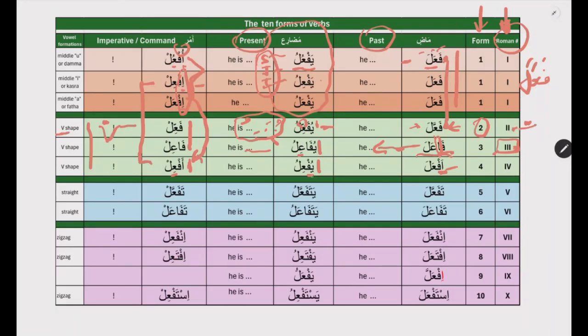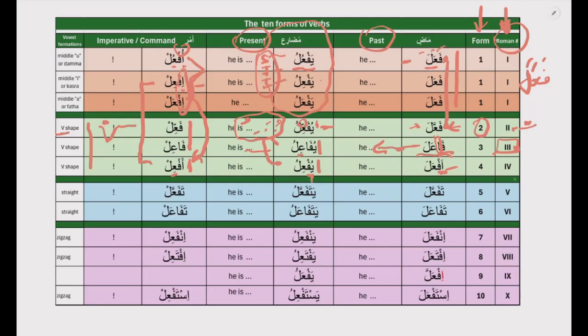Because the alif nun yata comes in front here. So here yuf'ilu is the combination of the vowels, which is the same vowel combination here. Can you see dhamma, fatha, kasra, and dhamma? That formation is here as well. Then af'il is the differentiator from the form 1 imperative. Okay, so that's the 2, 3, and 4.